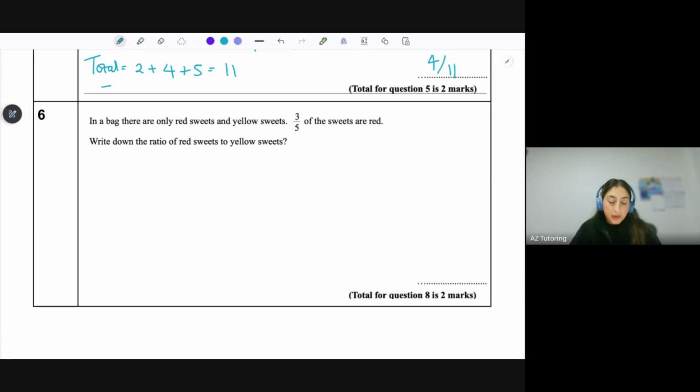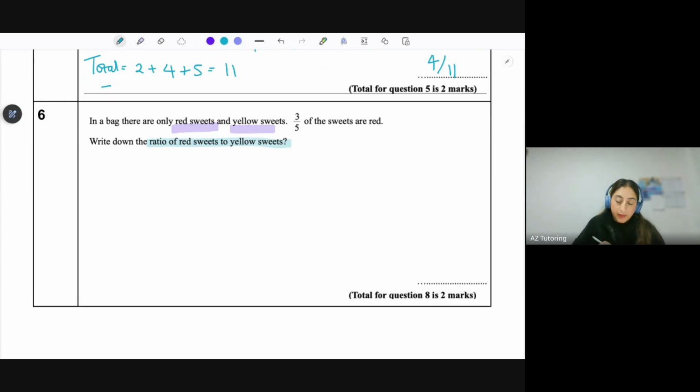So in a bag, there are only red sweets and yellow sweets. 3/5 of the sweets are red. Write down the ratio of red sweets to yellow sweets. So this time they've given us the fraction, but we need to work backwards and work out the ratio. So there are only red sweets and yellow sweets. 3/5 of sweets are red.